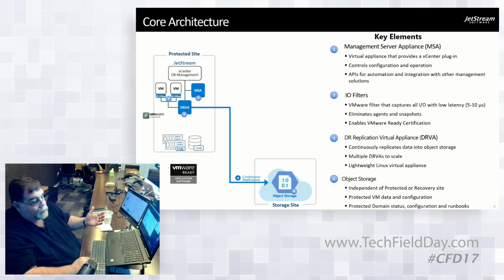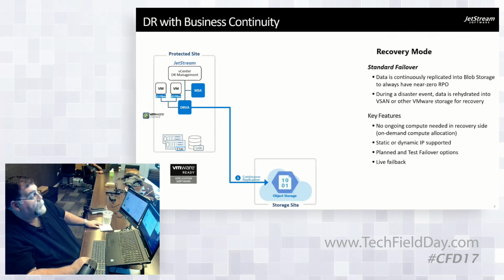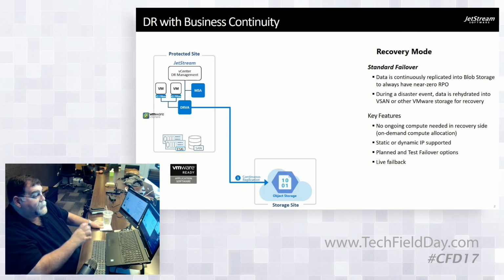Rich mentioned that we had a near-zero RTO option, or an on-demand recovery for a longer RTO. I'll start with what we call a standard recovery or standard failover, and then I'll move over to the continuous. So for the standard failover, we've got our protected site. The software is installed, the virtual machines have been protected, they've been added to protected domains, the runbooks have been configured and the like, and everything's being replicated into the object store.